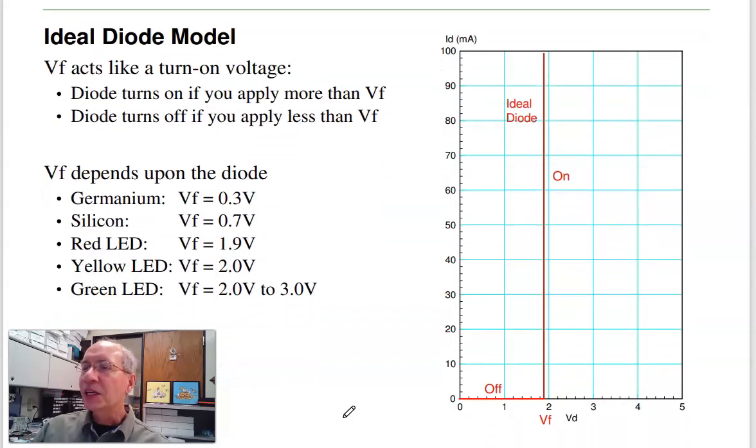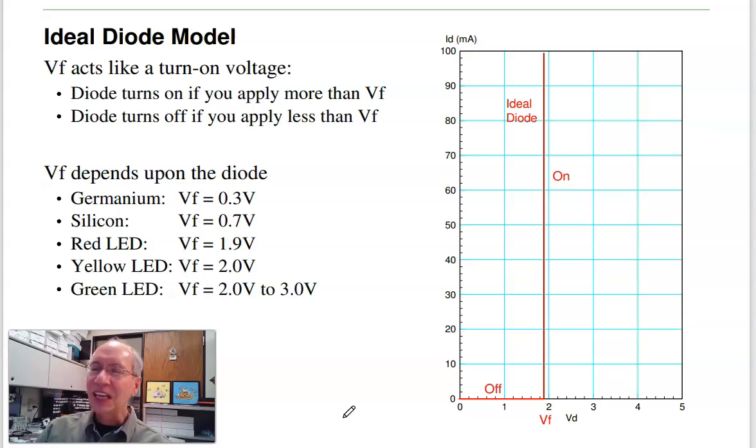So that's the ideal diode model. I just have black and white, on or off. If it's on, the voltage drop is constant. If it's off, the current is zero. Now the on voltage depends upon the type of diode. A germanium diode is about 0.3 volts, silicon 0.7, red LED is 1.9, yellow is 2, green somewhere between 2 and 3 volts.